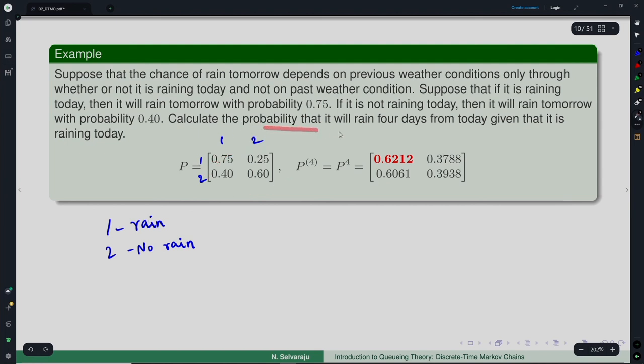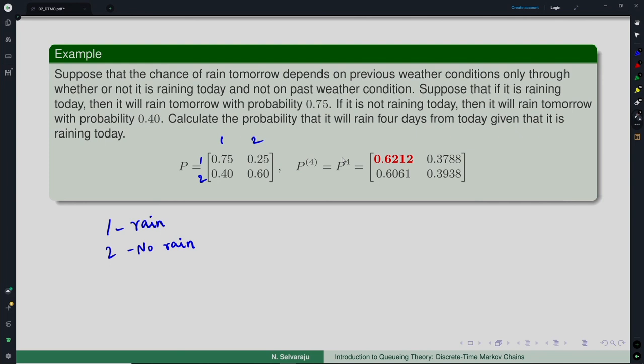Now, if I want the probability that it will rain 4 days from today, given that it is raining today, I can compute this as the fourth power of this particular P, and when I do that, I end up with this matrix. Today is in state 1, and 4 days down the line I also want to be in state 1. So, the corresponding probability is 0.6212. This is the required probability.